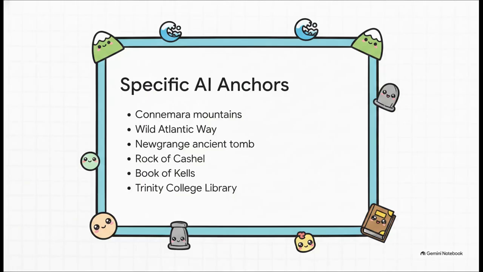You also achieve that high-end quality by using specific AI anchors. Instead of vaguely asking the AI for old buildings, which, let's be honest, might get you a blurry castle from a 90s video game, this prompt feeds the system highly specific famous landmarks. The Connemara Mountains, the Wild Atlantic Way, the Newgrange Ancient Tomb, the Rock of Cashel, the Book of Kells, the Trinity College Library. AI models are trained on vast amounts of image data. So by naming these specific places, you pretty much guarantee recognizable, high-quality, and historically accurate generations.